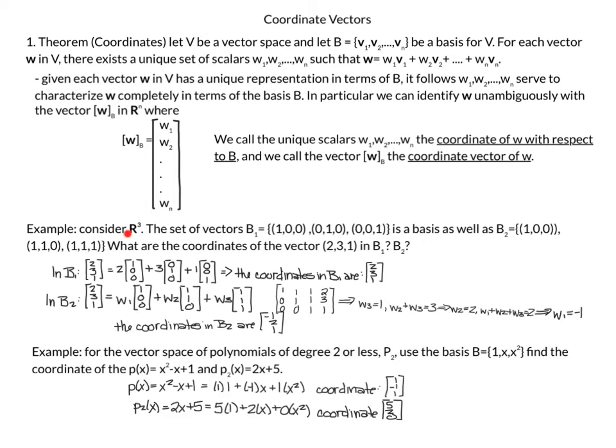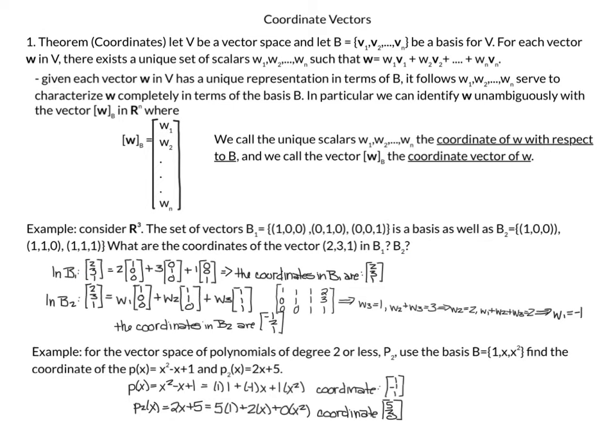For our first example, we chose R3, and the standard basis, that is (1, 0, 0), (0, 1, 0), and (0, 0, 1). This is chosen because the coordinates of any w with respect to this B1, the standard basis, is exactly what you think of as coordinates when you're plotting coordinates on a graph. But we will also take a different basis just for comparison, B2, where we have (1, 0, 0), (1, 1, 0), and (1, 1, 1). So what are the coordinates of the vector (2, 3, 1) in B1 and B2, using these two different bases?